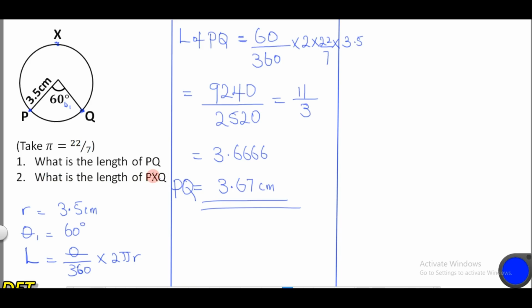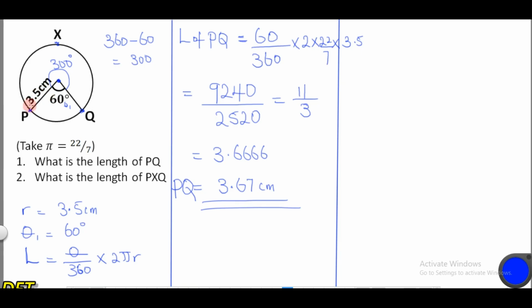Then the next thing we have to look for, which is number 2, is the length of PXQ, and that is the major arc. We know that the angle at a point is 360. So this point here, what will be this angle? This angle will be 360 minus 60, and that gives 300 degrees. So 300 plus 60 gives 360, which is the sum of angles at a point.